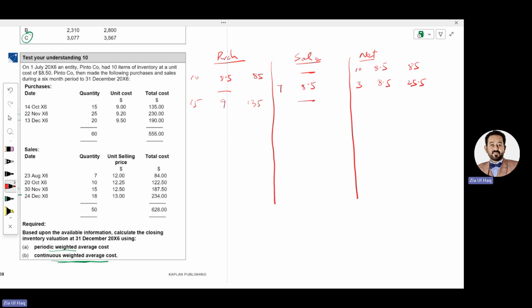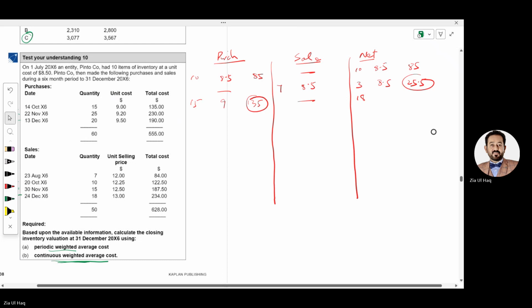So there is no sale. So 3 plus 15 is 18, and 25.5 plus 135 is 160.5. 160.5 divided by 18. What is the average price? 8.92. And after that, on 22nd November, we purchased, but on 20th October, we sold something.